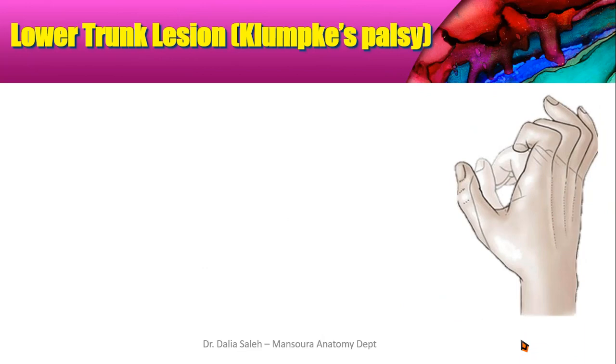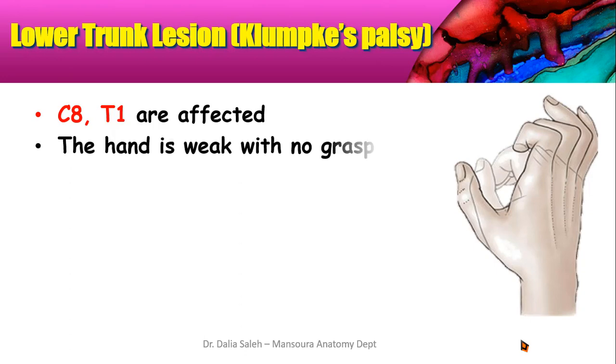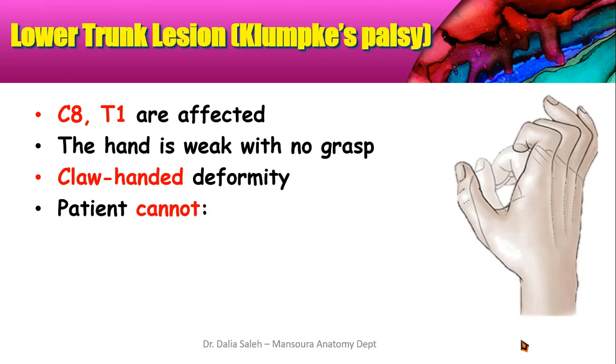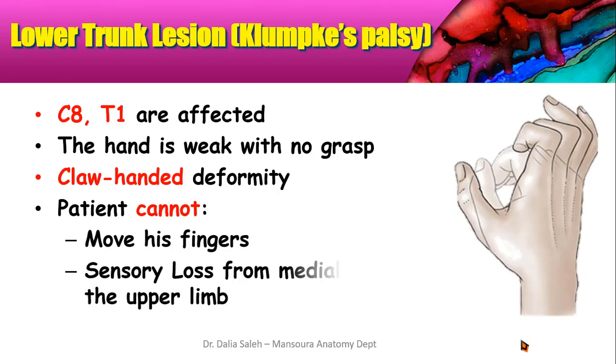If the lesion of the brachial plexus is at its lower trunk, we call it Klumpke's palsy. In this case, C8 and T1 are affected, and these nerve roots are responsible for supplying the muscles of the hand, so the hand is weak with no grasp. The patient will have what is called claw hand deformity, and the patient cannot move his fingers, and it is also accompanied by sensory loss from the medial side of the upper limb.